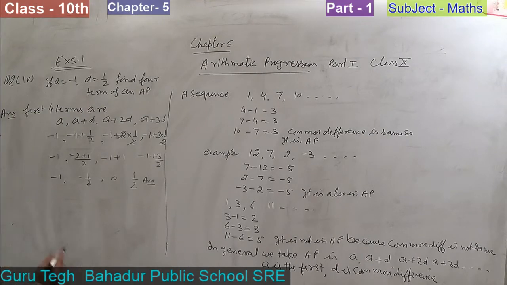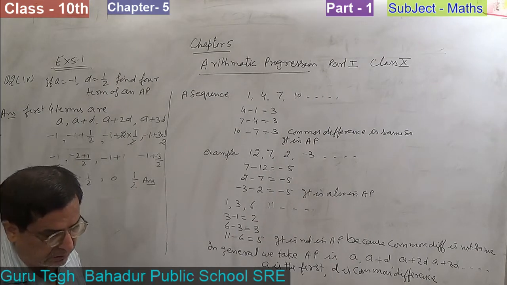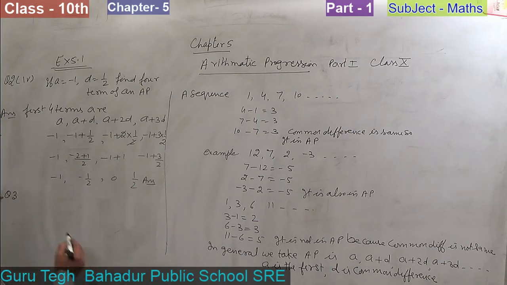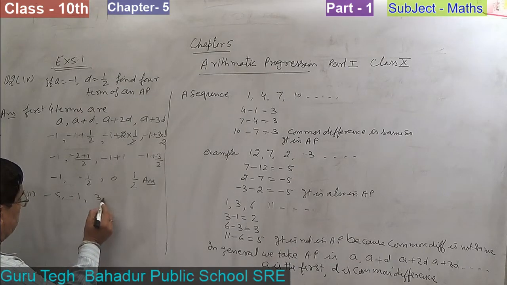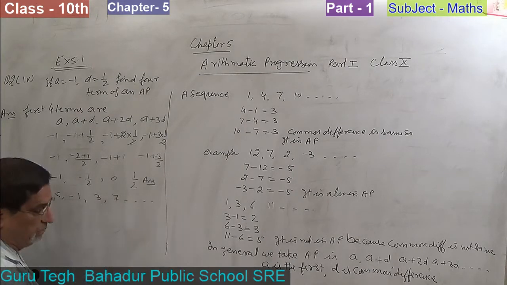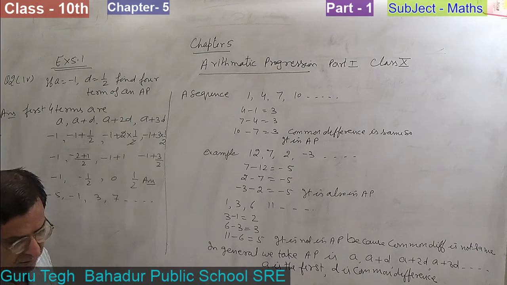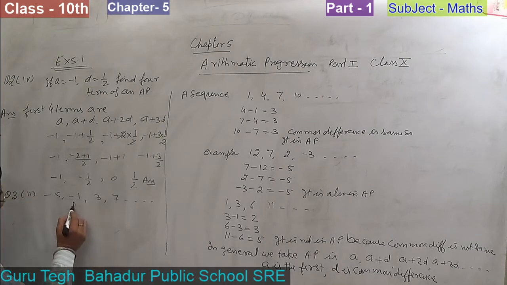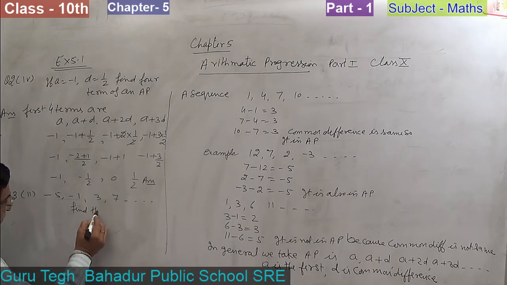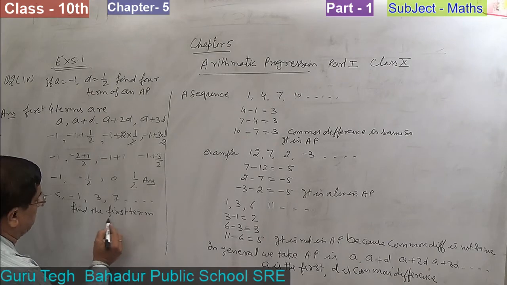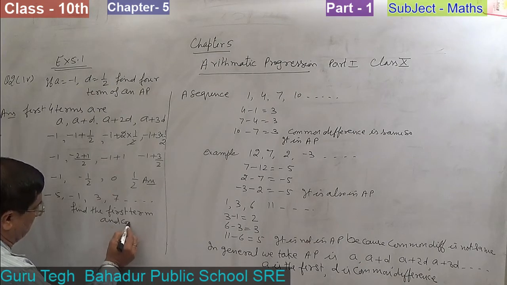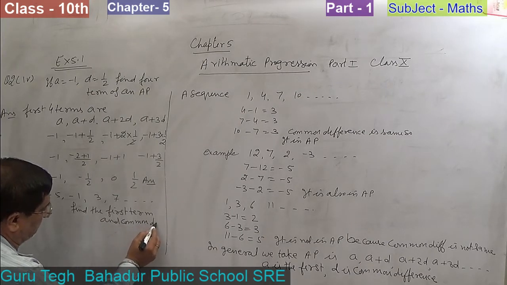Now see question 3, second part: minus 5, minus 1, 3, 7 and so on. Find the first term and common difference.